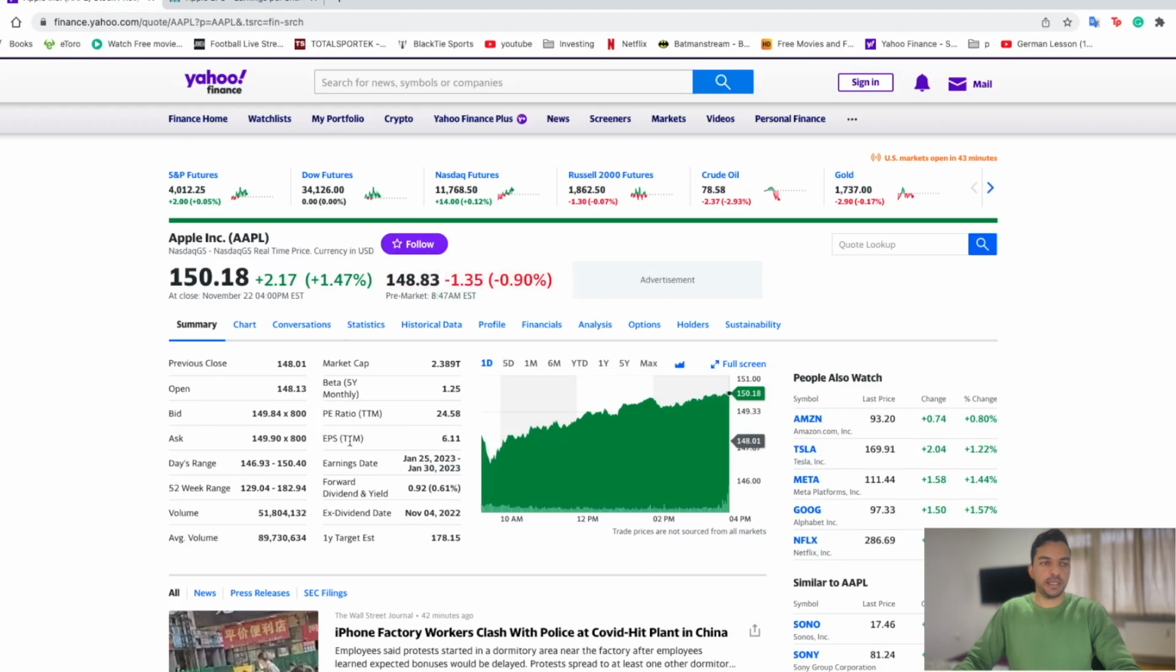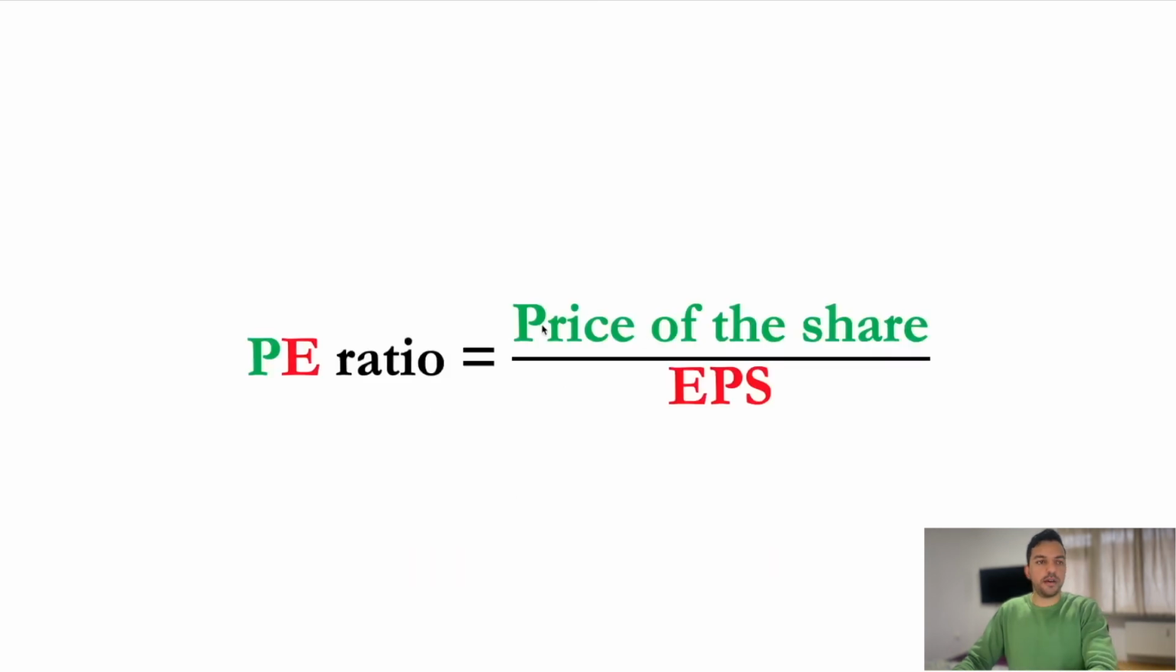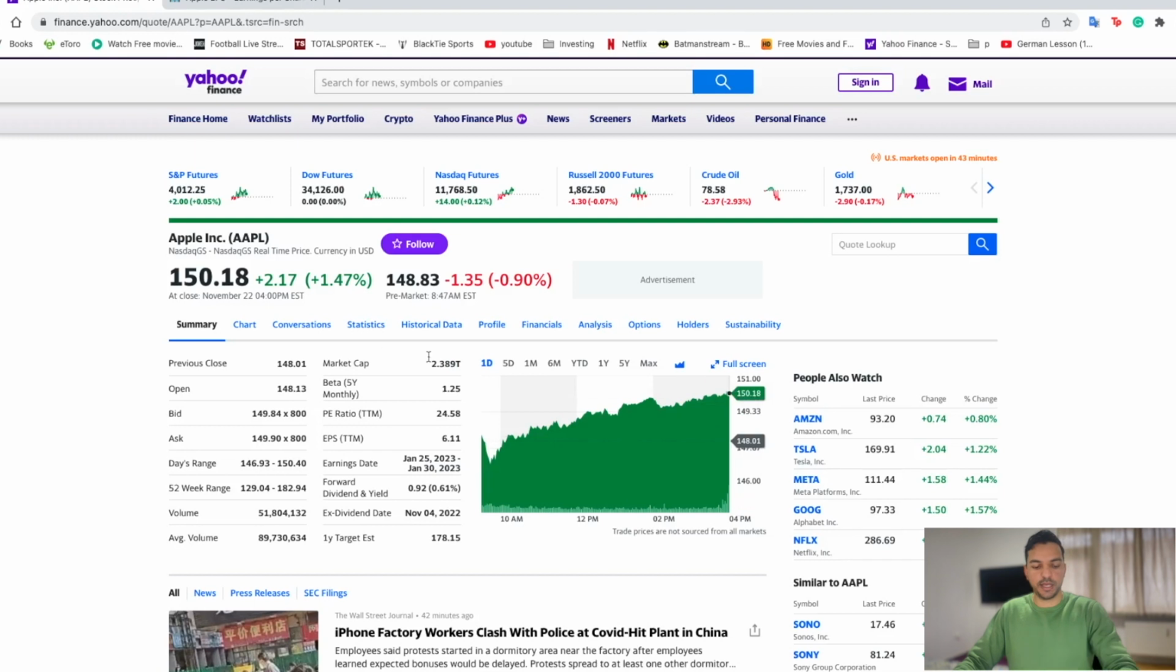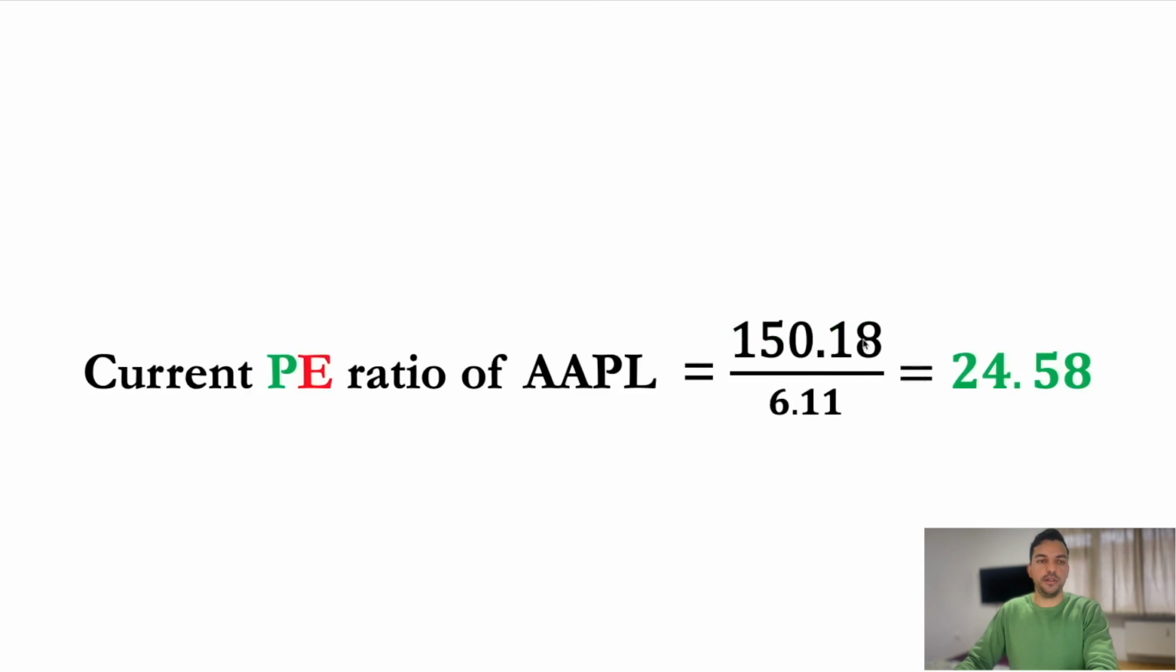So this is the EPS, and in order to calculate the PE ratio, you have to take the current price of a company's share, and then you divide by EPS. If you look on Yahoo Finance, the current price of Apple is around 150.18, and EPS we already calculated, which is 6.11. So if you divide 150.18 by 6.11, you get a value of 24.58.